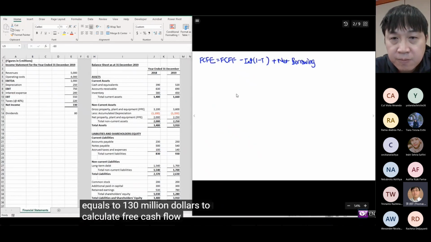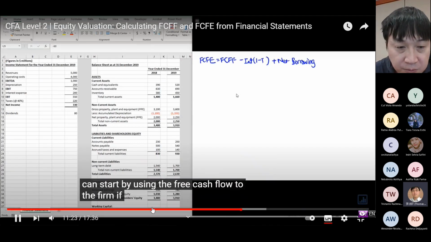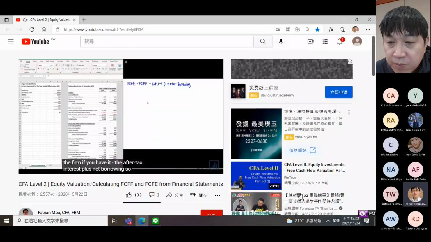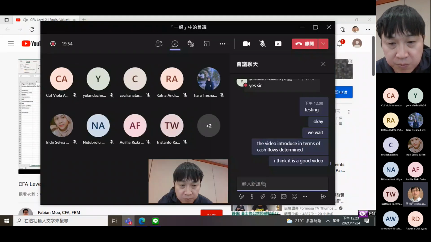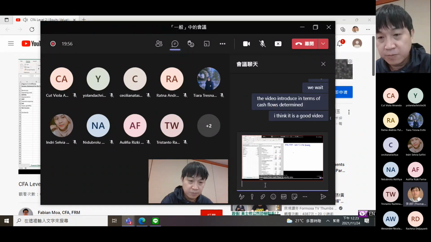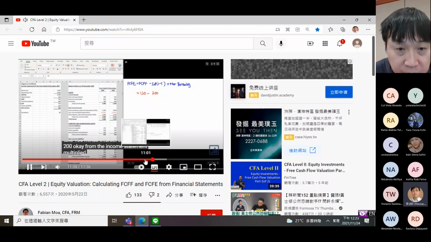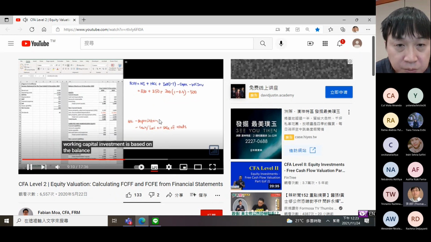To calculate free cash flow to equity, you can start by using the free cash flow to the firm, if you have it, minus the after-tax interest plus net borrowing. So from our previous calculation, free cash flow to the firm is $130 million. So we'll take 130 minus interest expense, which is 200, from the income statement, multiplied by 1 minus 0.4, which is 40%. And then now we need the net borrowing. The net borrowing can be found in the balance sheet changes.